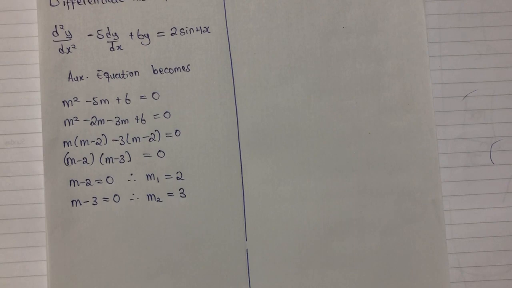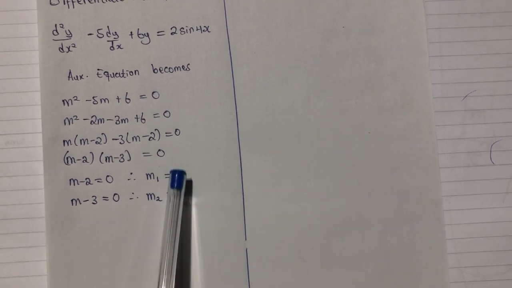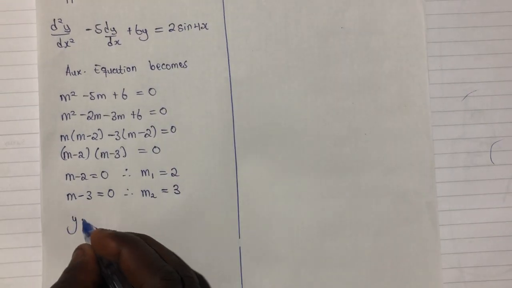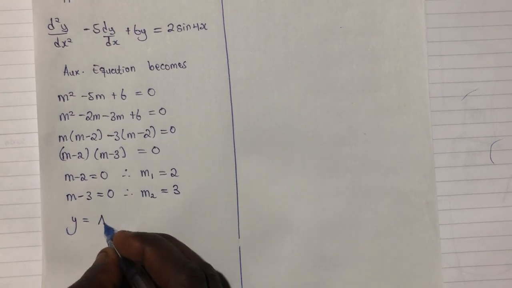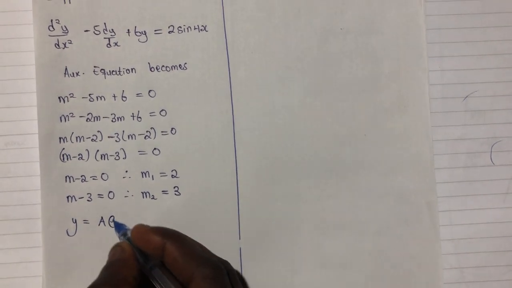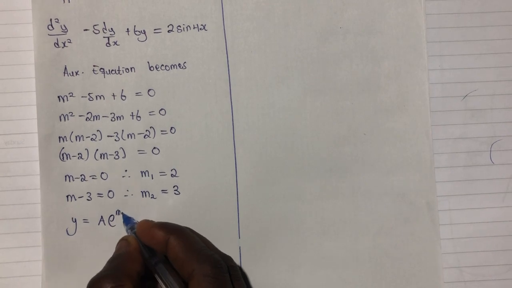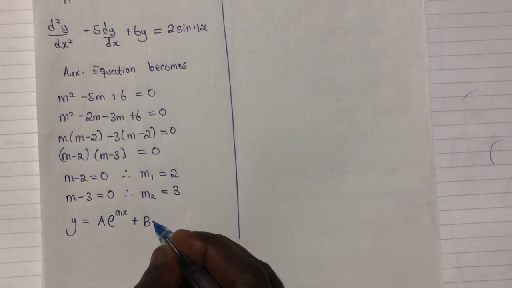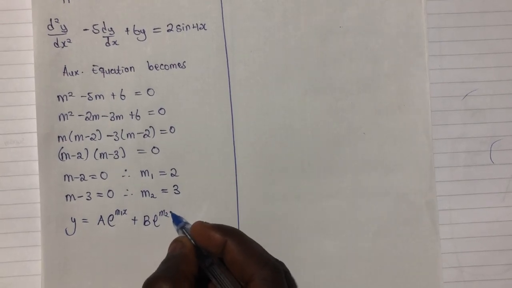Now, if you have already gone over the solution type video, you should note that whenever the roots of the auxiliary equation are two real values but different, two different values, but they are what? They are real. Then the final solution for that function would be y equals a exponential m1x plus b exponential m2x.